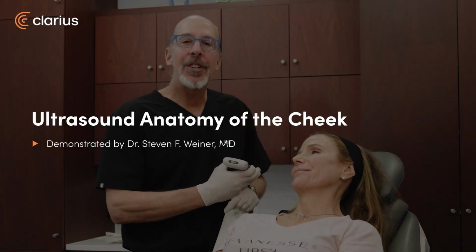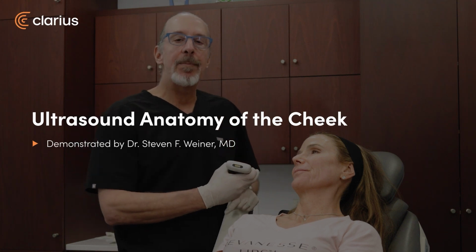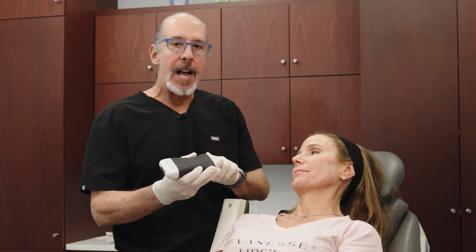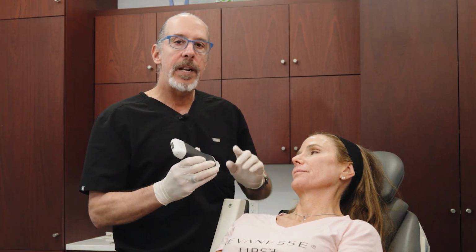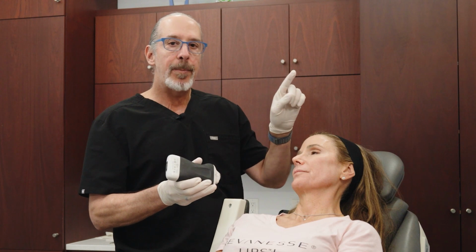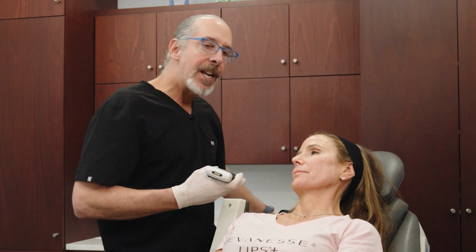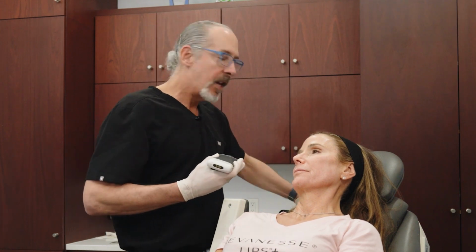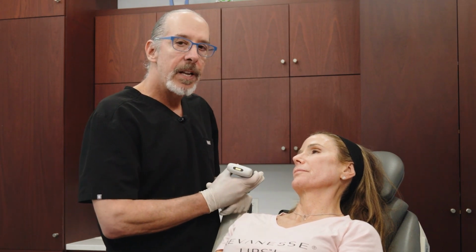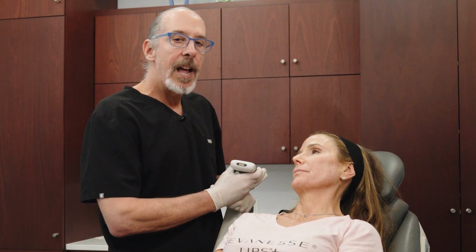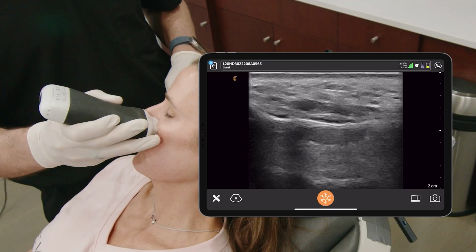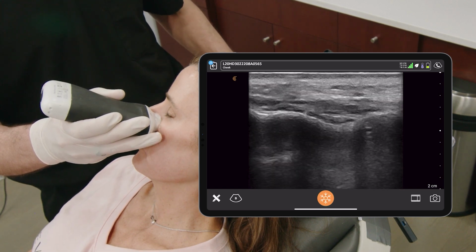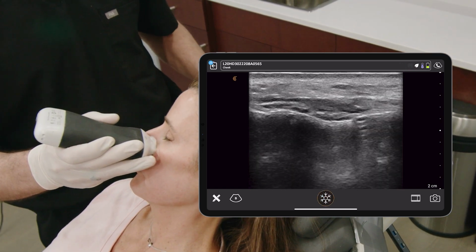The next area of evaluation is the cheek, and you can evaluate that in both a horizontal and vertical fashion, which I will show you. Remember to keep the notch to the patient's right, but when you're doing it in a vertical fashion, keep the notch superiorly. So the main structures of the cheek are going to be your infraorbital foramen and artery, your deep cheek fat, your SMAS, and your superficial fat. So let's make sure you're in the cheek preset, and I want to show you some anatomy here.